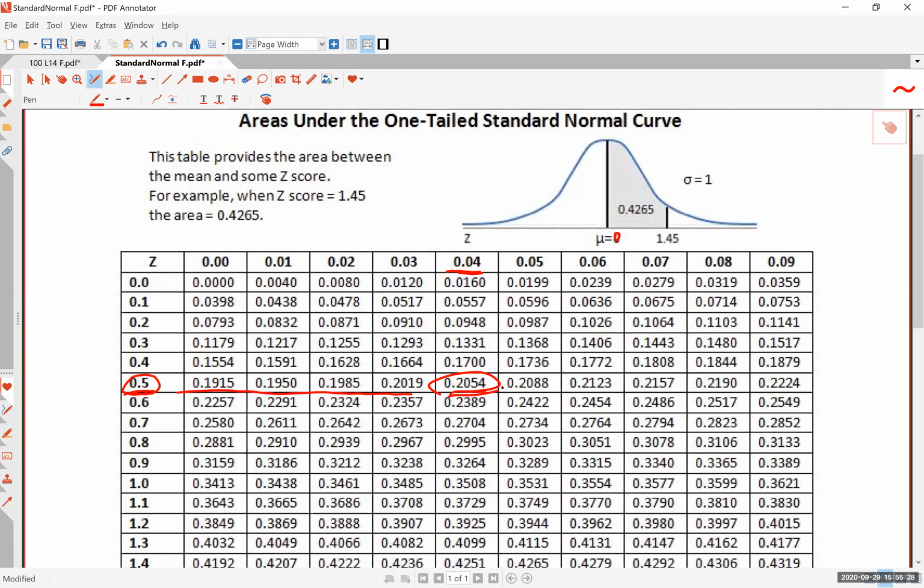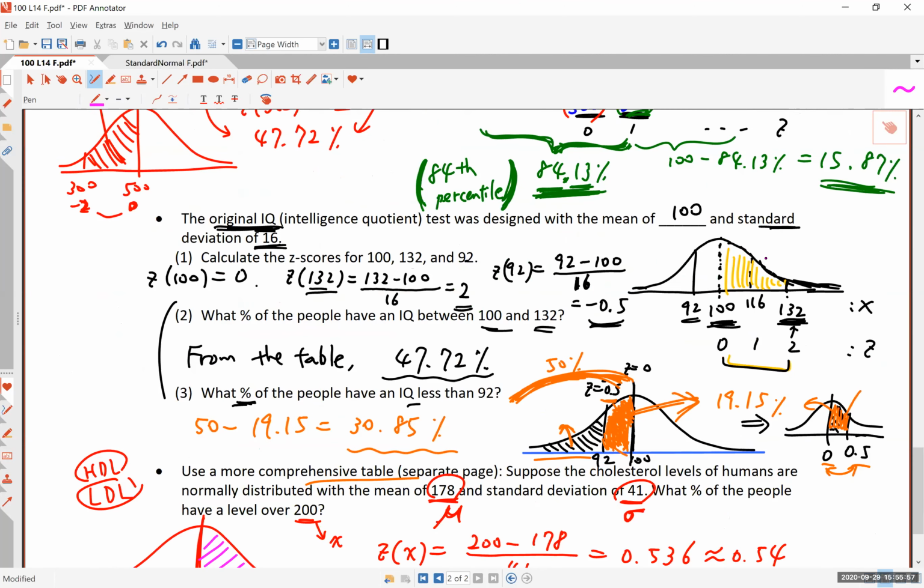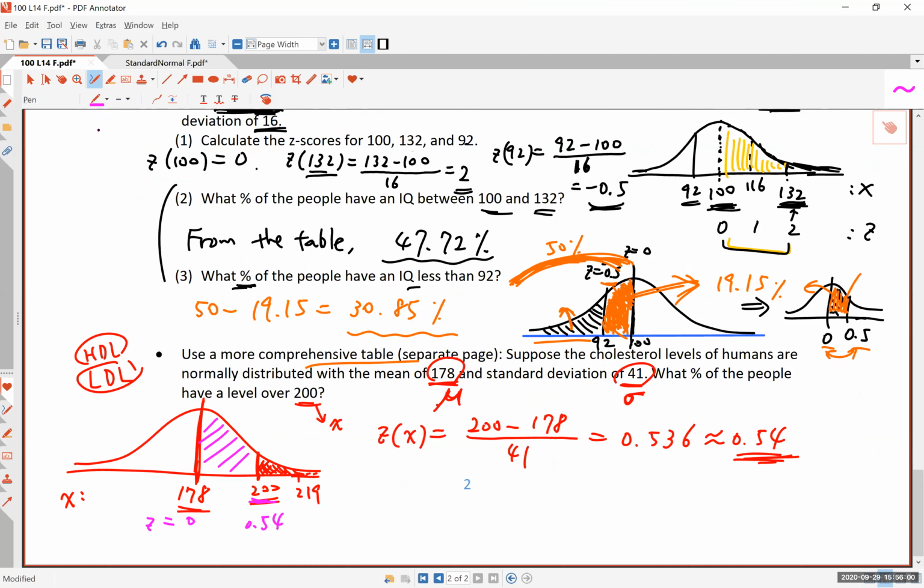If you're looking up the percentage corresponding to the area between 0 and 0.54, the picture I'm drawing is more like this. Here's 0 and then 0.54. What this table is saying is between these two z-scores, I have 20.54% of all the data values. So using the table, we found out this area has 20.54%.